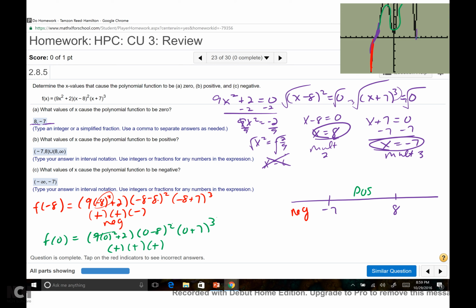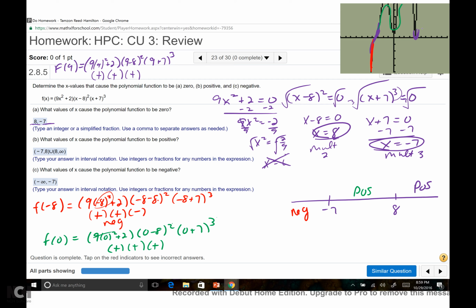Okay, so I'm going to pick something beyond 8, like 9. So if I do f of 9, I have 9 times 9 squared plus 2, 9 minus 8 squared, 9 plus 7 cubed. That's a positive times a positive plus a positive is positive. That's positive 1 squared is positive. Positive cubed is positive. So this section is also going to be positive. And again, that's because of that even multiplicity, it touched and turned.